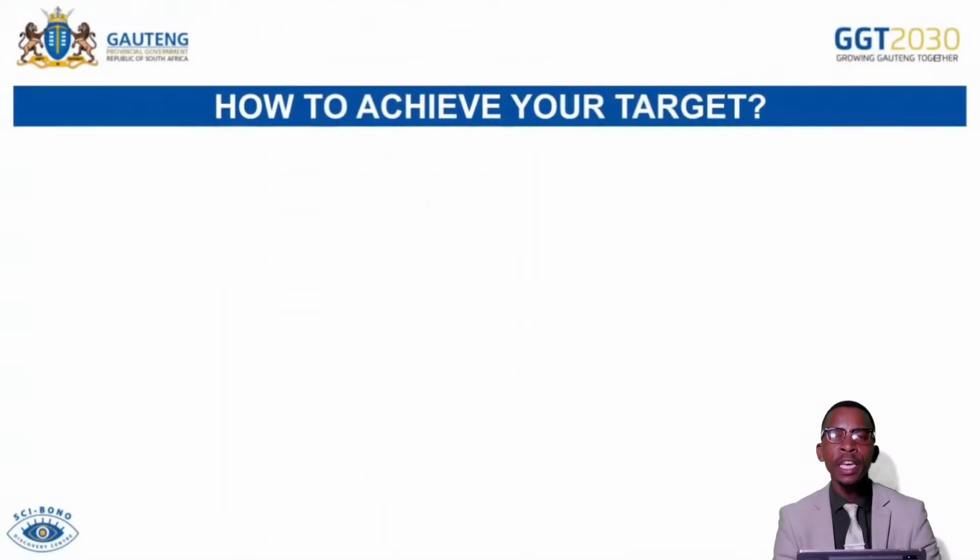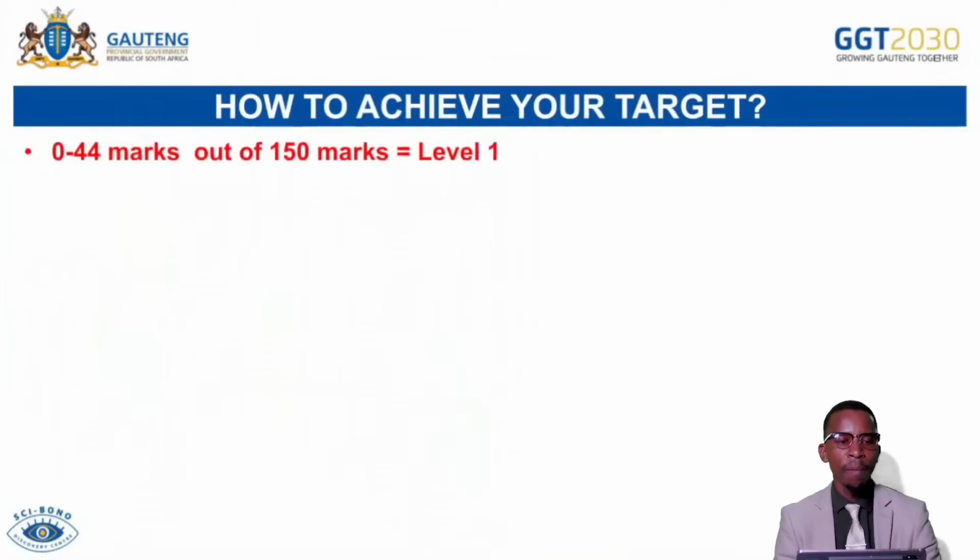So your section A is out of 30 marks. Ensure that you grab those marks that are very important for you to achieve your target. So how to achieve your target? Remember, getting 0 to 44 marks out of 150 will give you level 1.